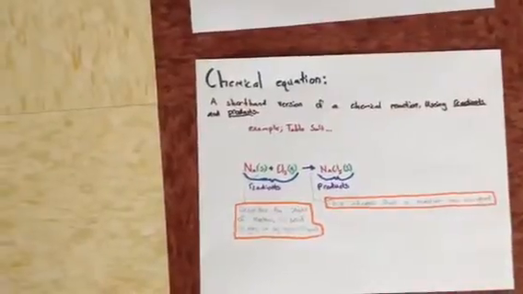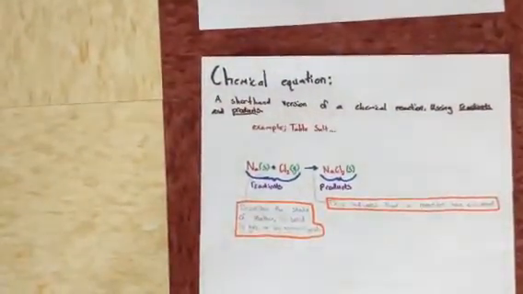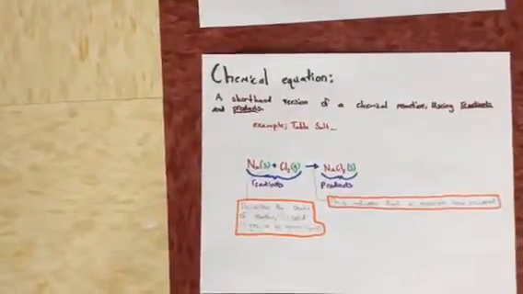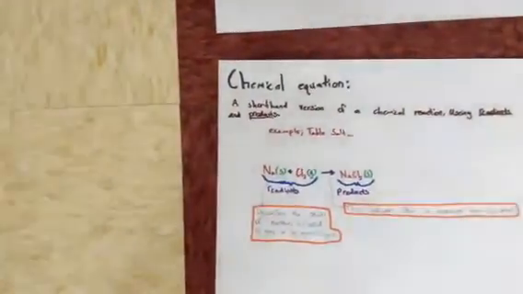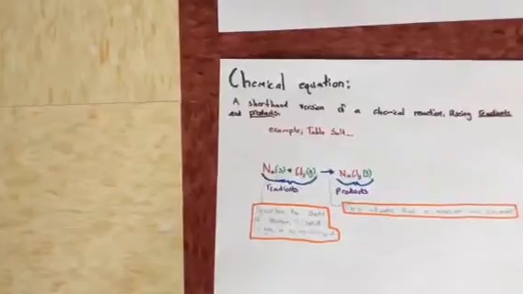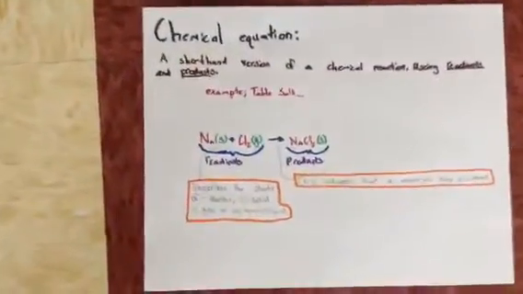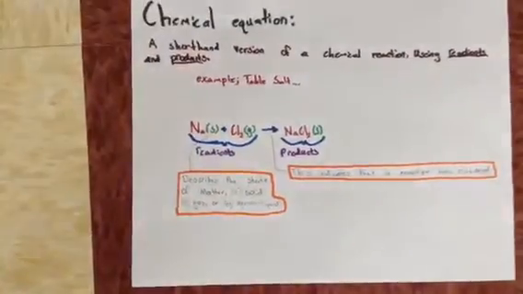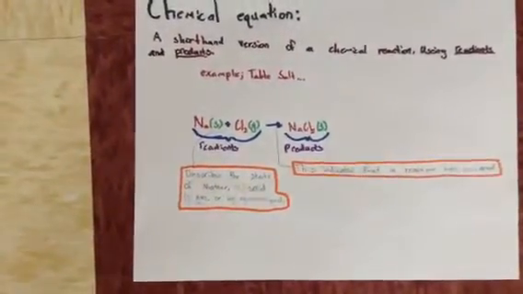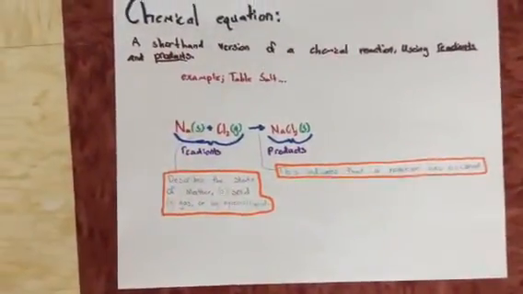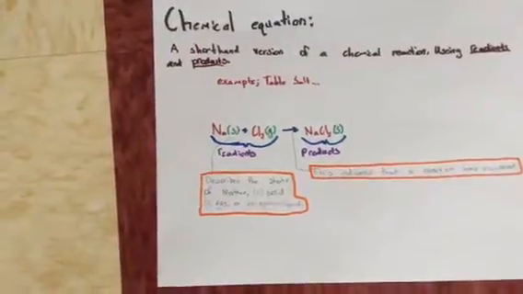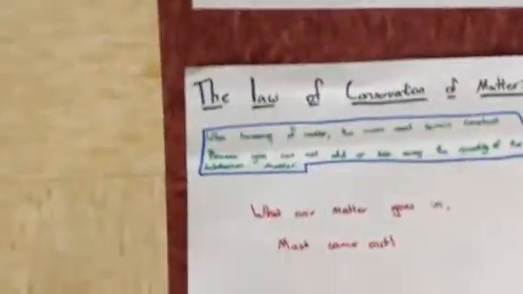Example is something like table salt. So Na, which is a solid, plus Cl2, which is a gas, goes to NaCl2, which is a solid table salt. So the parts in green describe the state of matter, so like an S for solid and a G for gas. Then the arrow is indicating the reaction that occurs.